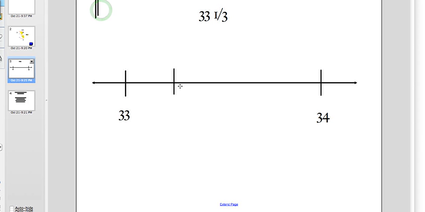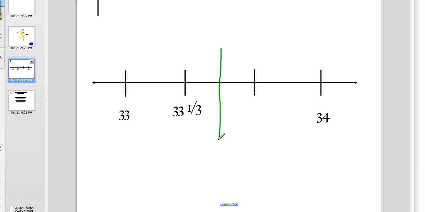So now if it's cut up into thirds, I need this to be cut up into 3 chunks. So let me try to just approximate this. Cut it up into 3 equal chunks. So I have 1, 2, 3. So 33 and 1/3. Whereas this would be 33 and 2/3. 33 and 3/3, which is 34. Now where would halfway be? 33 and a half. Well, let's say it's about there.